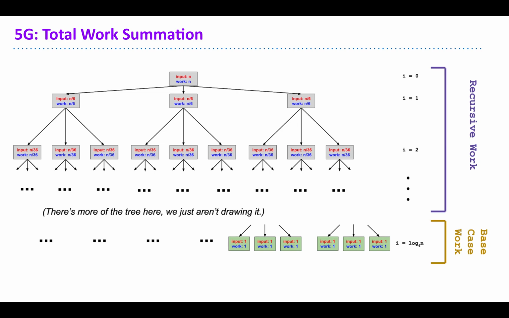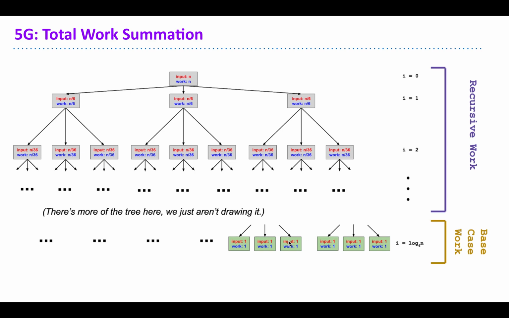Really the important expressions right now are 5D, which is the total amount of work at the ith recursive level, and 5F, which is the total amount of work done in the base case. If we think about what's happening with this tree, we have recursive work going on where i starts at 0, then goes to 1, then 2, and keeps going until it reaches log base 6 of n. When i reaches log base 6 of n, we're just doing that base case amount of work.